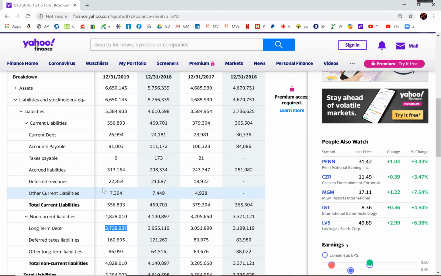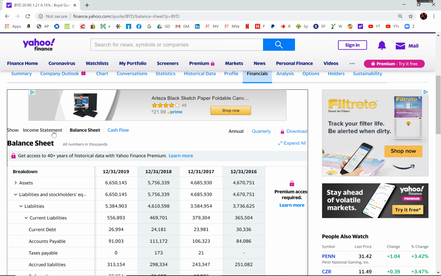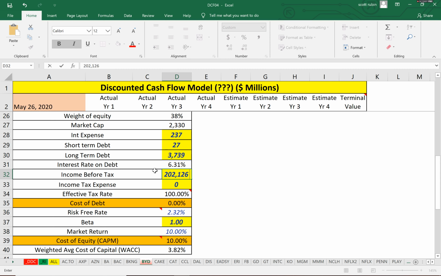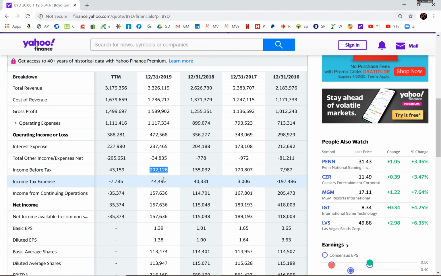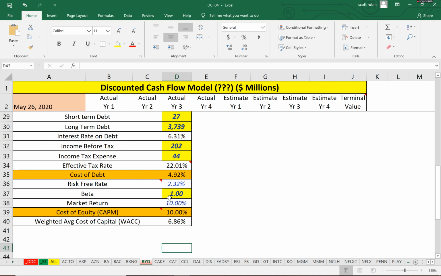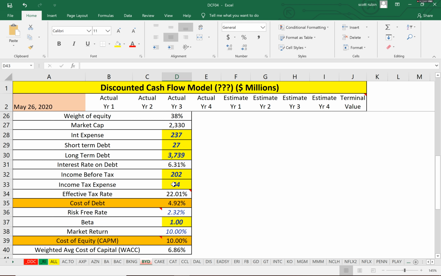Now let's find out their effective tax rate. And let's see, their income before tax is 200 million, and their income tax is 44 million. So their effective tax rate, oh boy, is 22%, which looks pretty on par with what I would expect.